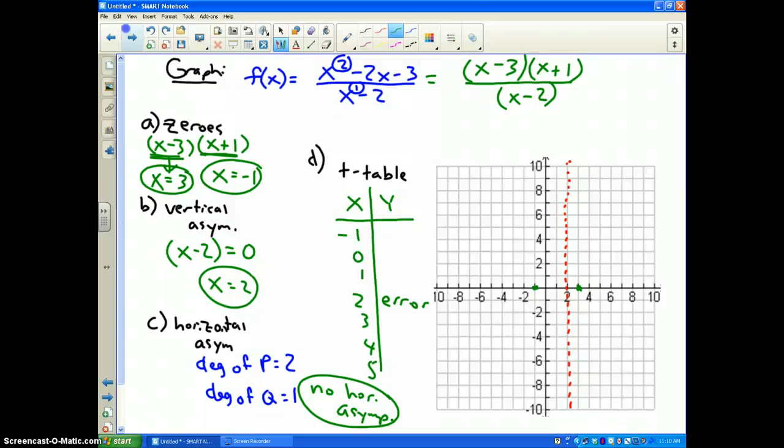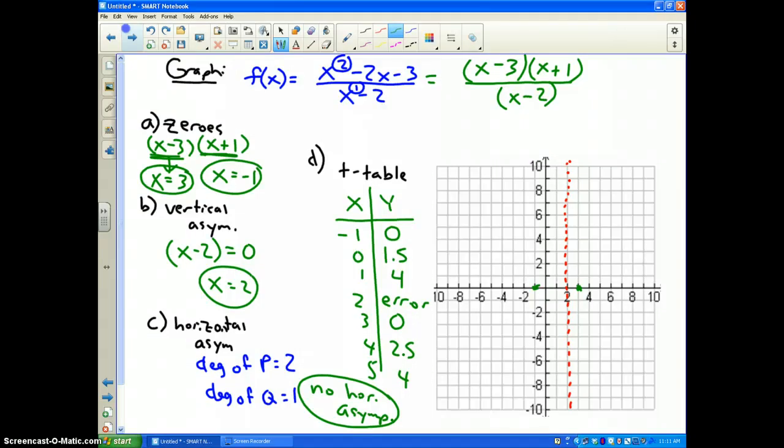So why don't you go to your calculator, and if you take your calculator out, you're going to notice that negative 1 is 0, just like it says on our graph. We put a green dot at 0 already. 0 produces a value of 1.5. 1 produces a value of 4. 3 produces a value of 0, which we also have on our graph already. 4 produces 2.5, and 5 gives us the value of 4.